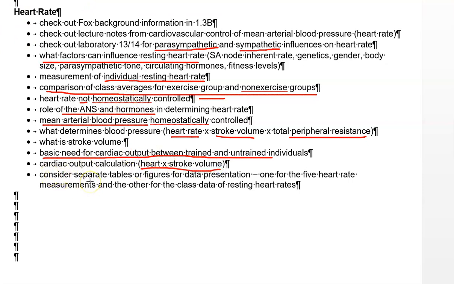And then when you present your data, you should consider using separate tables or figures again, at least one for the heart rate measurements, so those individual heart rate measurements that you have for yourself or someone else in the lab, and then the class data of resting heart rates based on exercise and non-exercise. So those are the things you'd probably want to look at when looking at Fox 1.3, which deals with heart rate and the water bath.